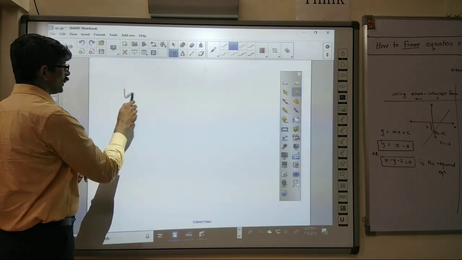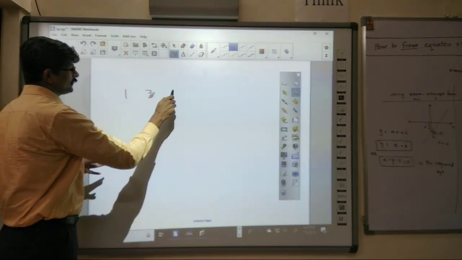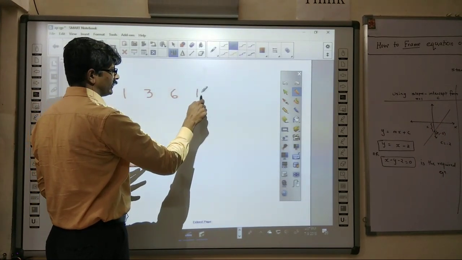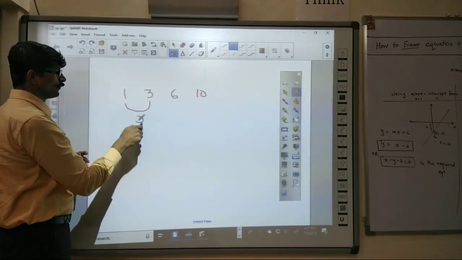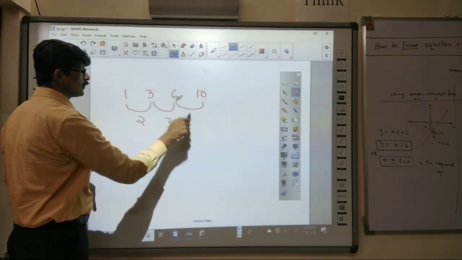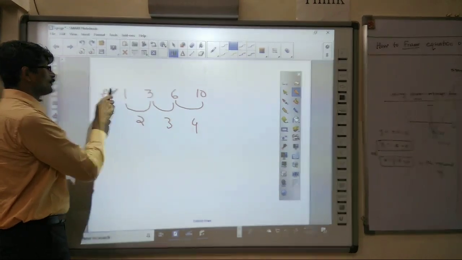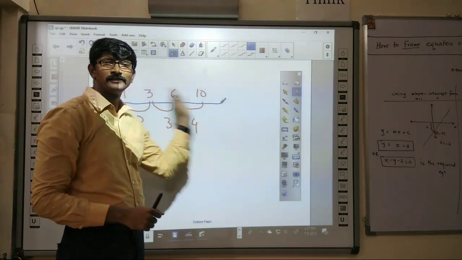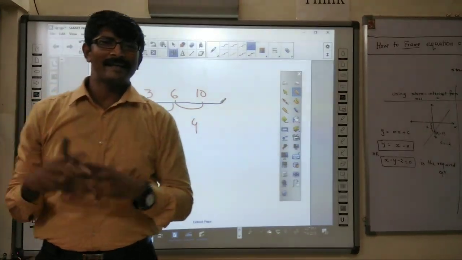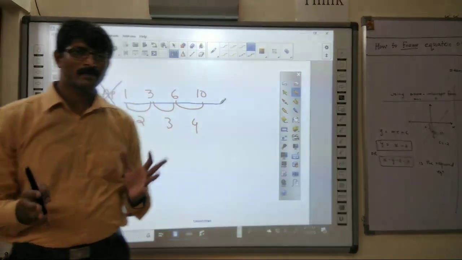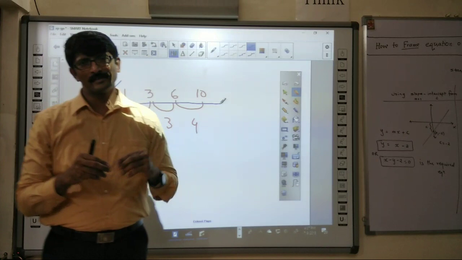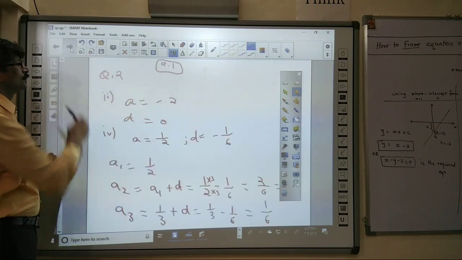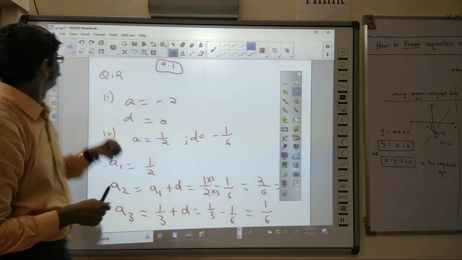Suppose 1, then 3, then 6, then 10. If you find the difference, over here it is 2, over here the difference is 3, over here the difference is 4. So this is not an AP. This series we will not call an arithmetic progression. I hope, students, you are understanding what an AP is. An AP is a sequence where the common difference is the same. So shall we go ahead, students?